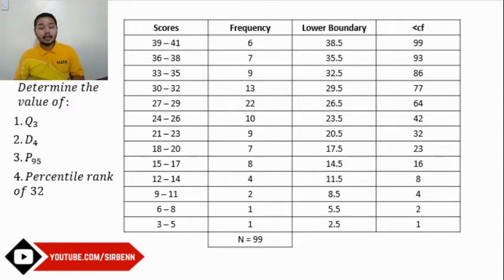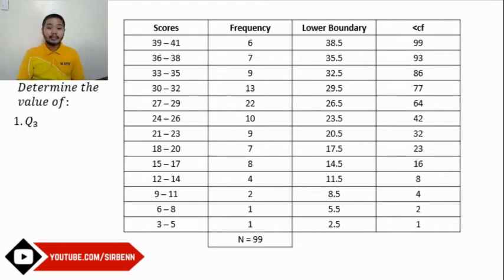So, para masigurado na tama yung pagkaka-add natin, kailangan yung pinakahuling cumulative frequency less than, pareho dapat siya sa total number natin. Okay? Ngayon, let us now identify the value of the following. So, number 1 muna tayo, third quartile, since okay na yung table natin.